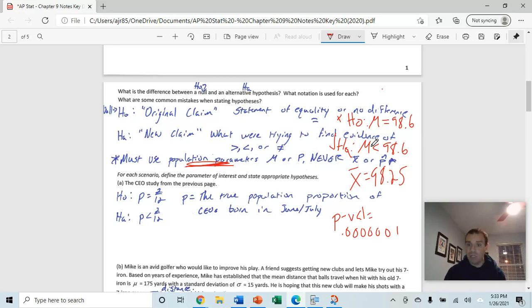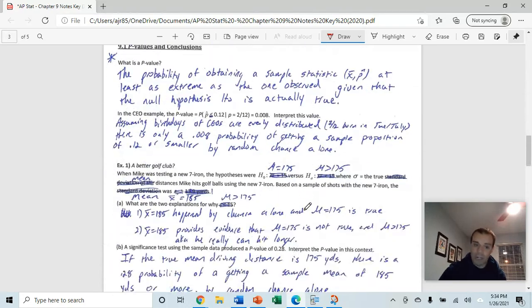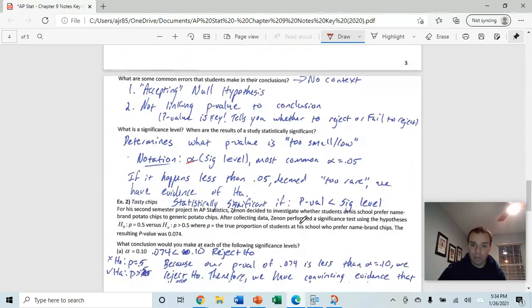So depending on what you got on your p-value, in a given situation, you're only going to have committed one of these types of errors. In this example, we may have committed a type 1 error because our conclusion was to reject the null hypothesis and have convincing evidence of the alternative. And again, you always want to think to yourself, what did I do? What's true in reality?